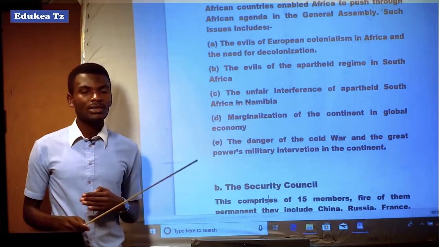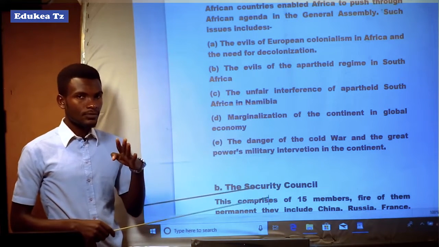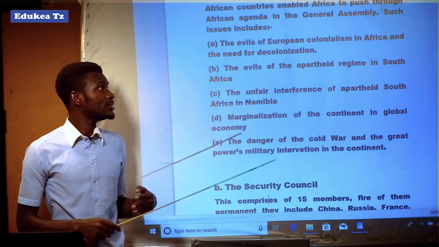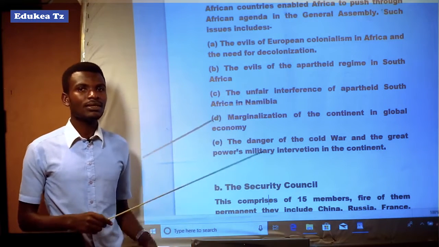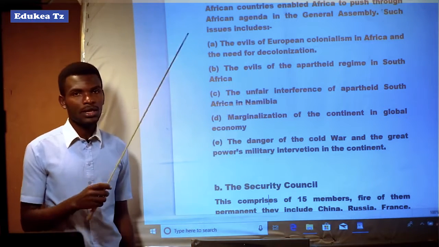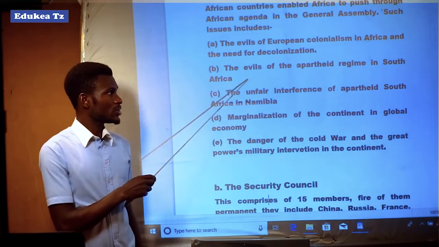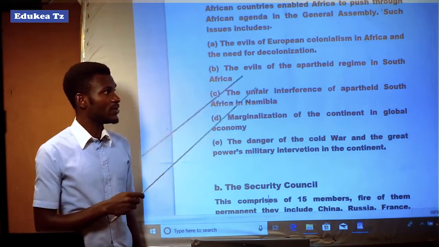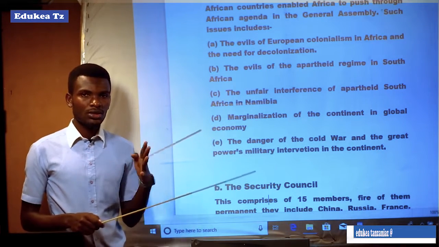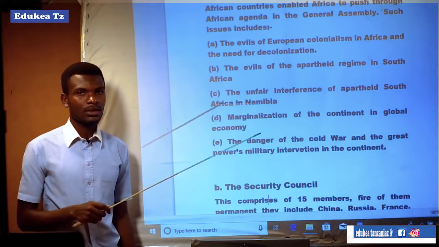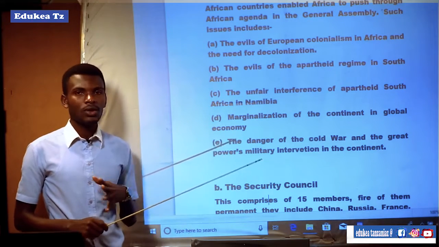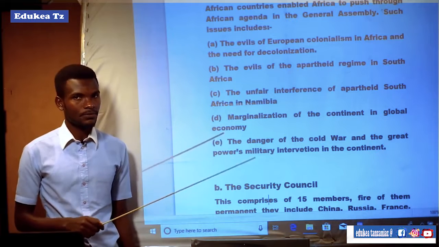So the Africans revealed the evils that were done by European colonialism and wanted the European countries to grant independence to other African countries which had not yet got their independence. The second one was the evils of the apartheid regime in South Africa, the evils done under the apartheid policy.